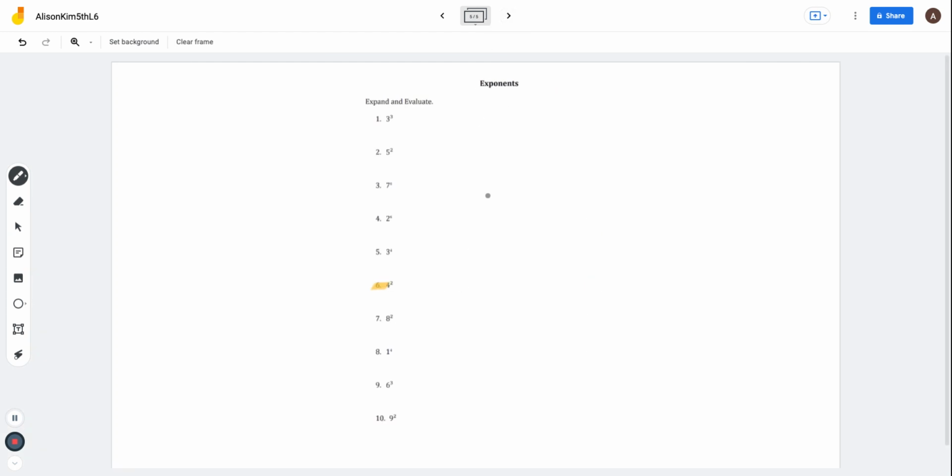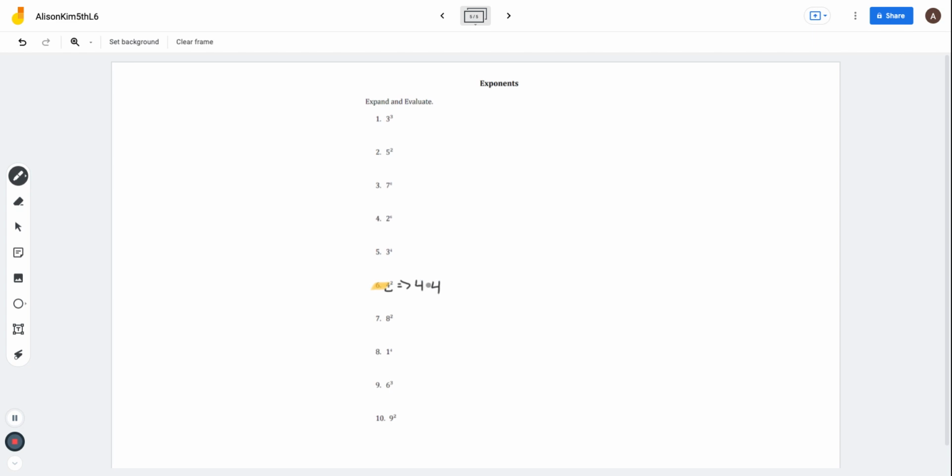Now we're going to move on to exponents. So this one is very easy. It's just expanding it. What that means is, if we look at number 6, it gives us 4 to the power of 2. So we're not going to multiply 4 and 2 together. No, that's not it. It gives us a base of 4, so we're going to multiply 4 two times. So this would be 4 times 4.